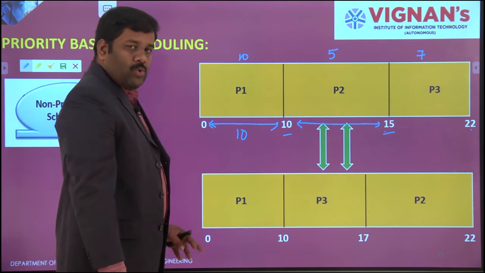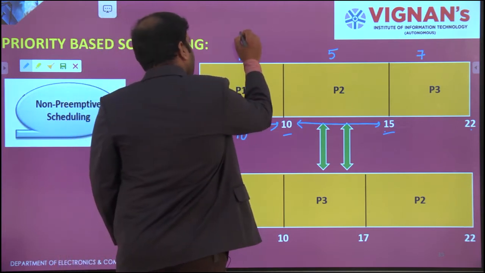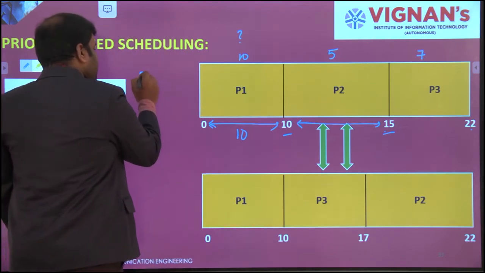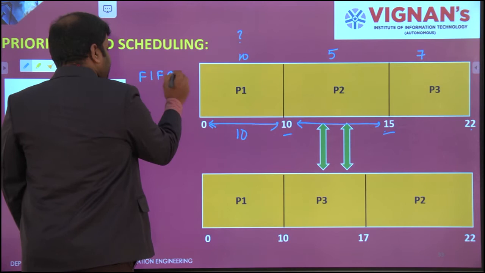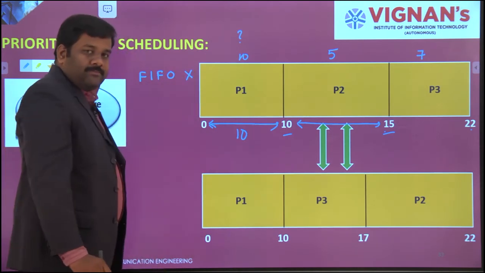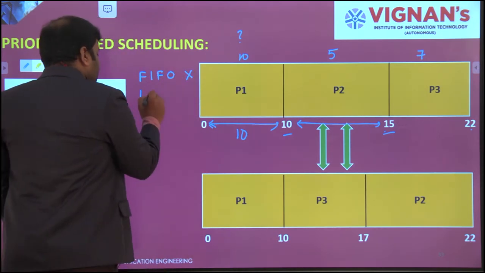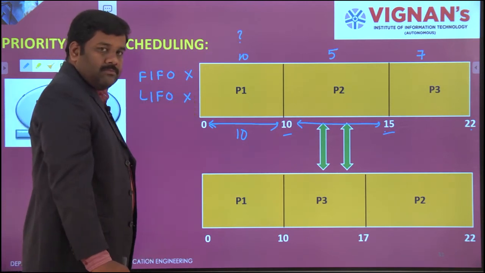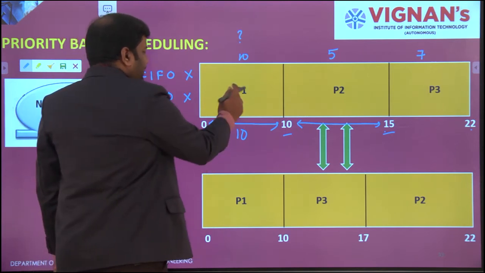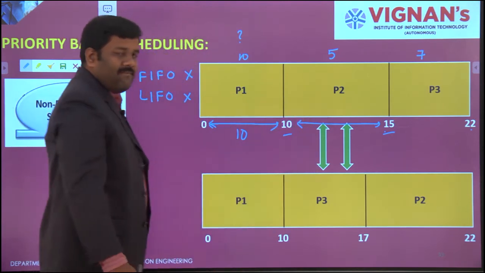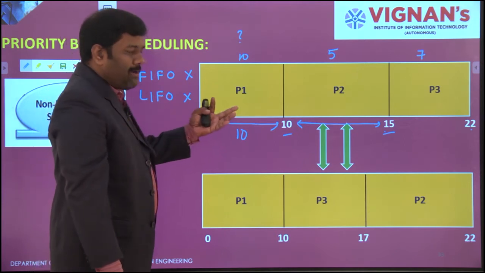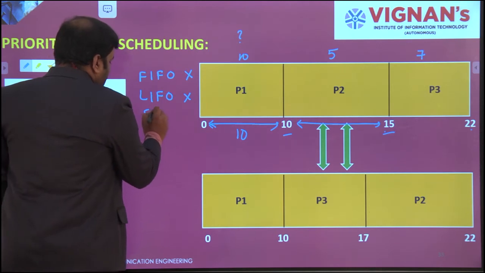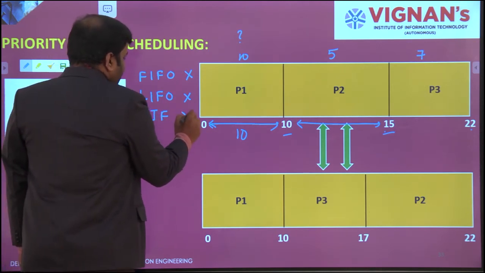Now here I don't want to bother about which will come first, that is first in first out. I don't want to bother about this one. And the second one, last in first out, I don't want to bother about this one also. So I don't mind whether P1 will come first or P2 or P3, or which one is coming last. I don't mind about that. At the same time, shortest job first, I don't bother about this one.